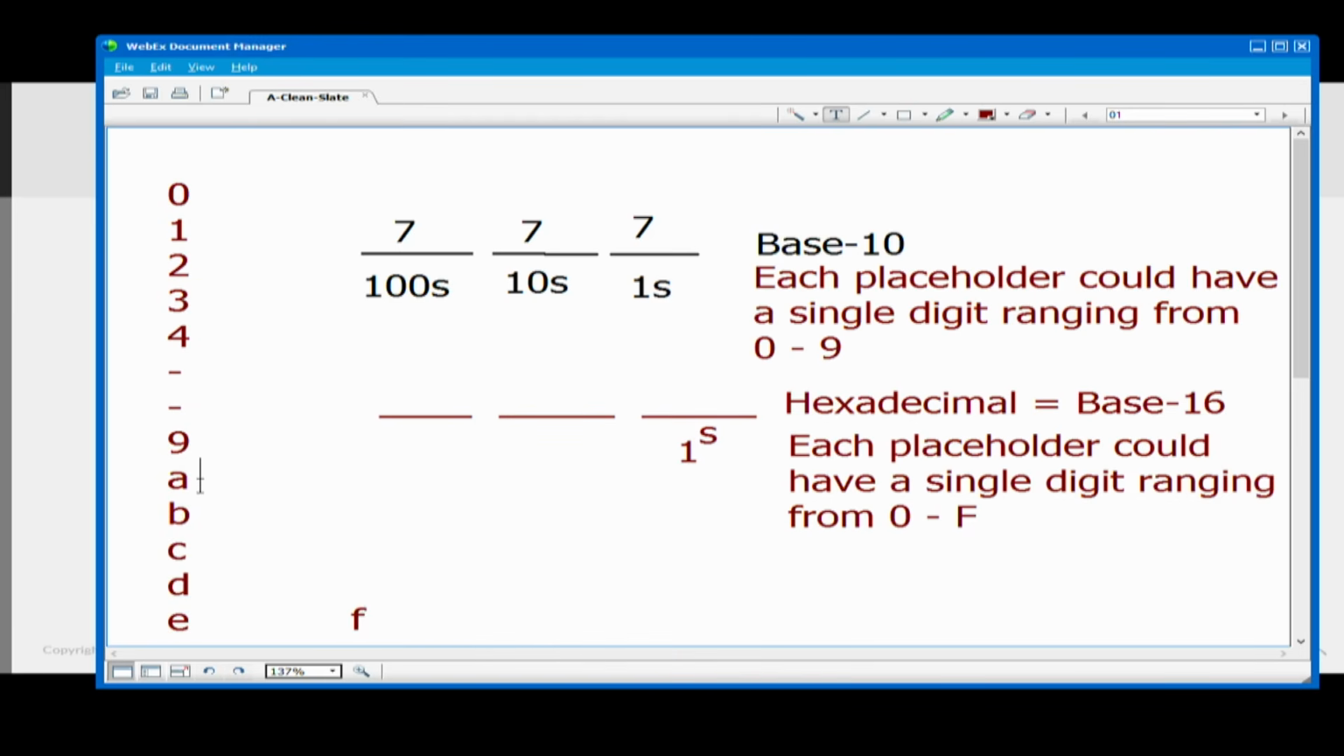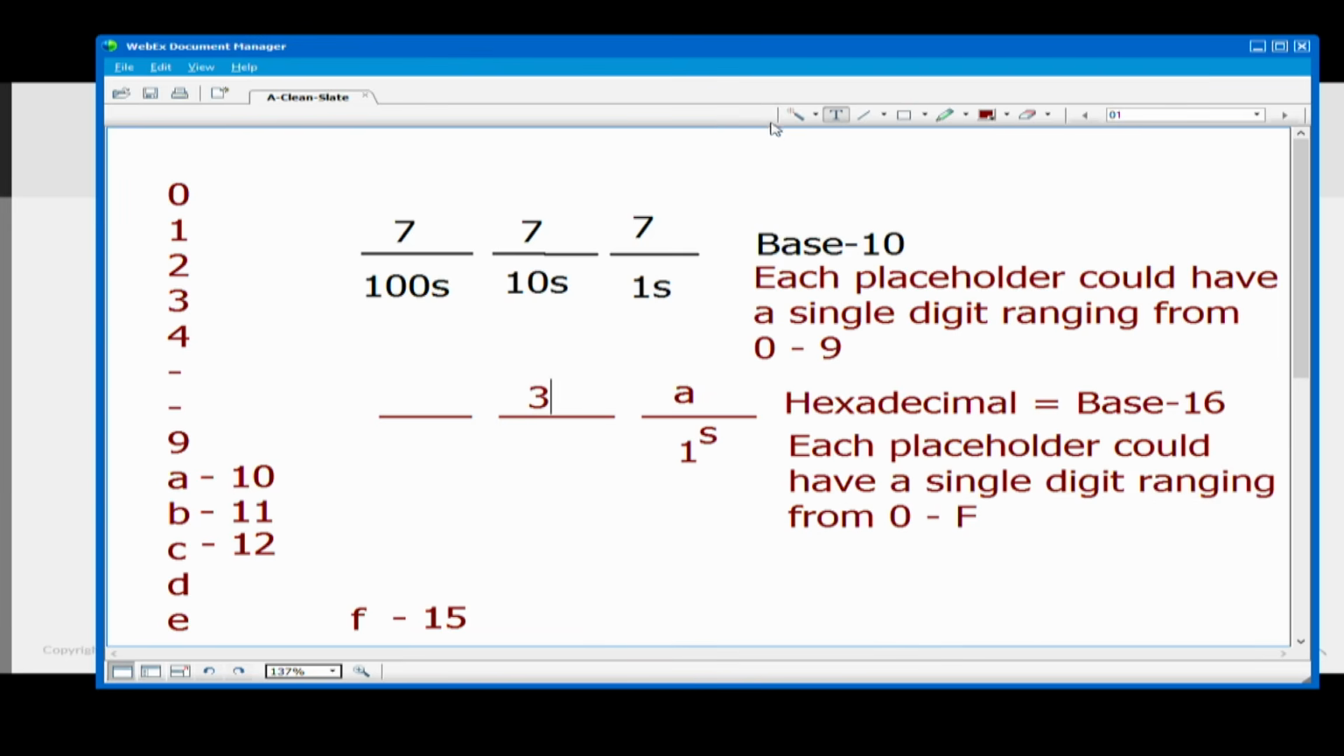So in hexadecimal, A would be the equivalent of 10 in decimal. B would be the equivalent of 11. C would be the equivalent of 12, and if we keep going on up, F is the equivalent of 15. So in a single placeholder here, I could have from 0 to F. So if I put, let's say, A right here, well, we know that's A times 1. Well, A is really the number 10 in decimal, so that's 10 times 1, that's 10.